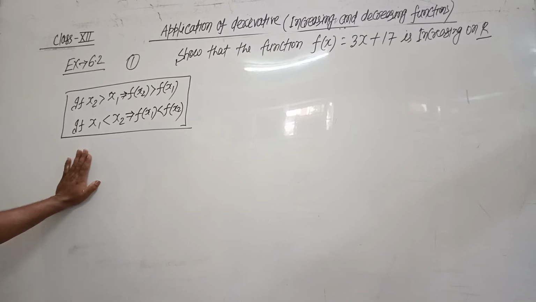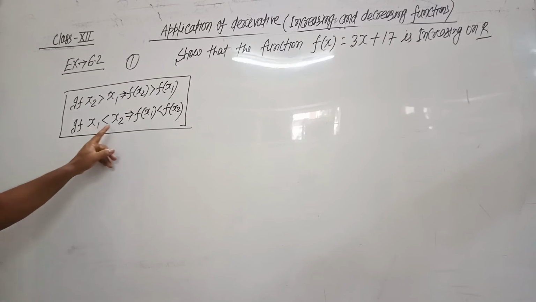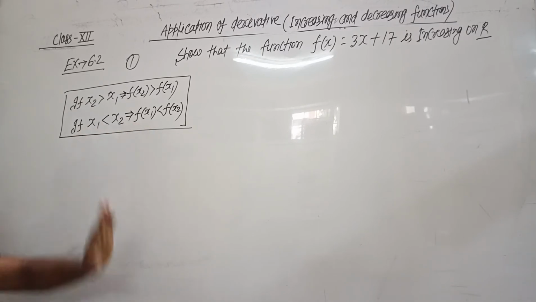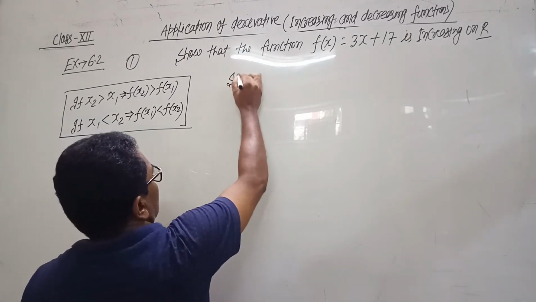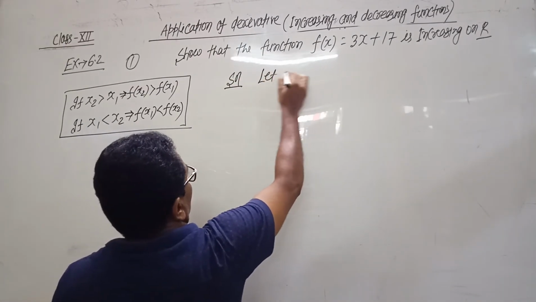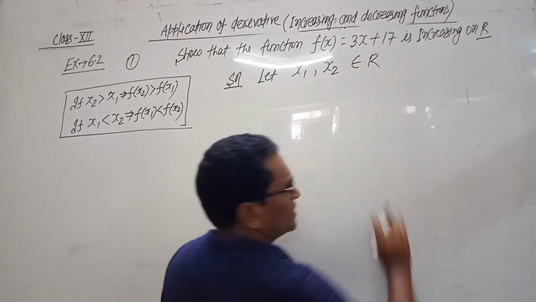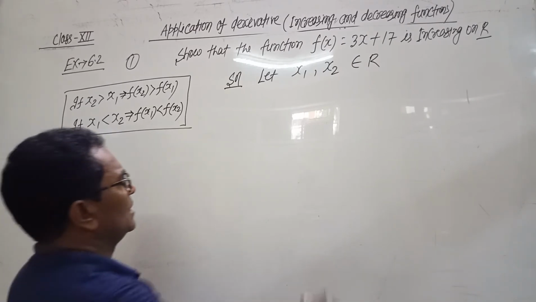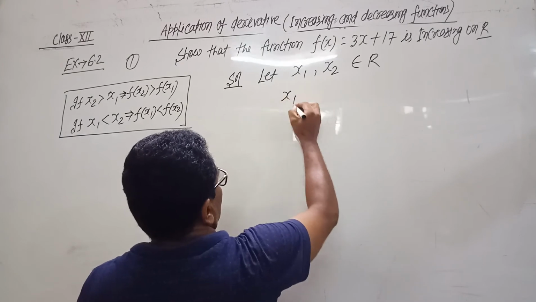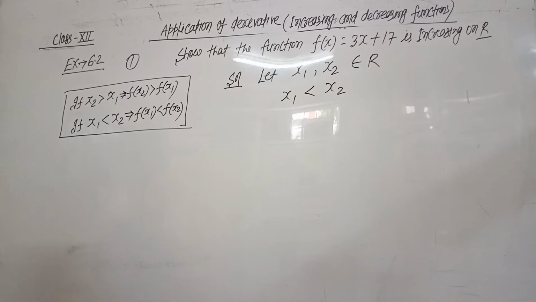For an increasing function: if x2 is greater than x1, it implies f(x2) is greater than f(x1); if x1 is less than x2, it implies f(x1) is less than f(x2). So let us see how to solve this question. Let x1, x2 belong to R, real numbers, and let x1 be less than x2.